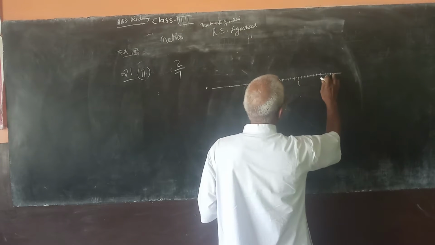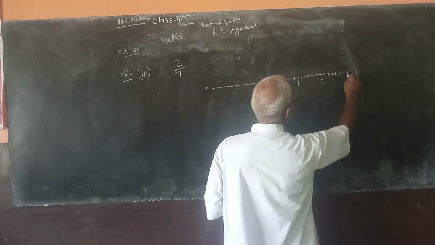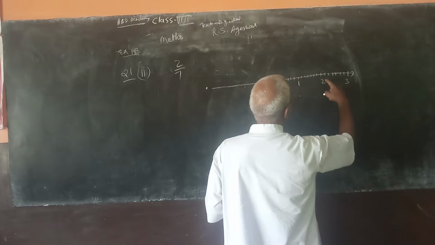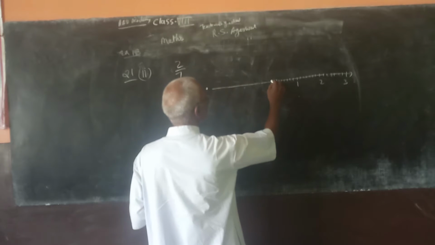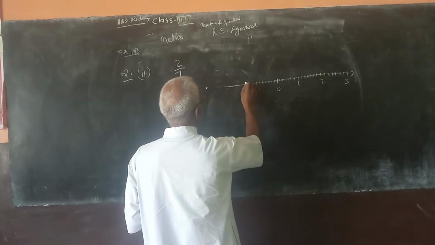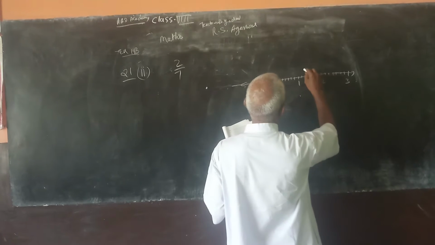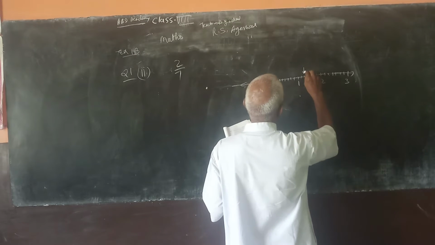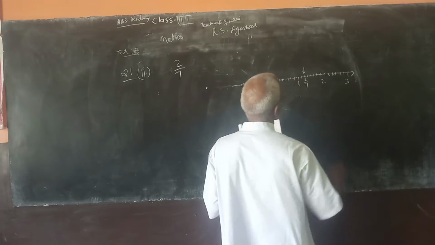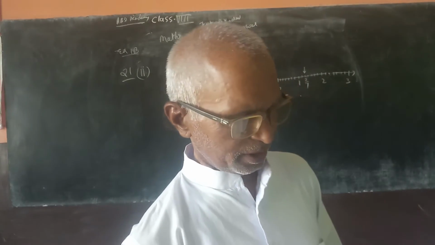1, 2, it is bigger. 1, 2, 3, 4, 5, likewise. 6, 7, right here 3 and likewise. On the minus side, 1, 2, 3, 4, 5, 6, 7, it is minus 1 and likewise. So in order to represent 2 by 7, meaning 2 out of 7, it is here, 1, 2. This is 2 by 7. Try to understand. 2 by 7 is here.